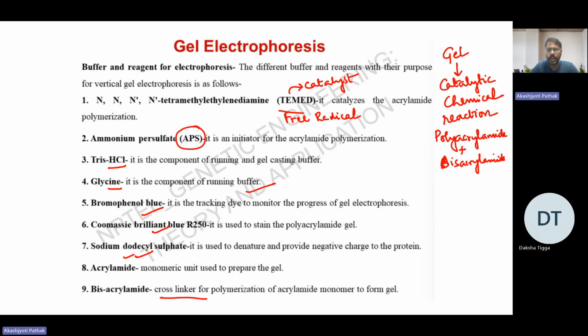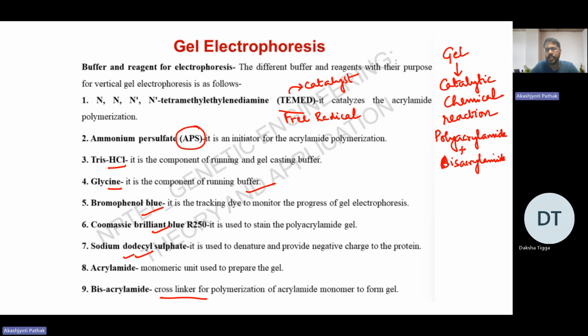The second thing that you add is the buffer. Your buffer is Tris buffer. For the resolving gel you add the Tris buffer which has a pH of 8.8. For the stacking gel you add a Tris buffer which has a pH of 6.8. Then the next component that is added is SDS. What will it do? It will linearize the protein and give a net, or uniform, negative charge to your protein sample. The fourth component that is added is APS.